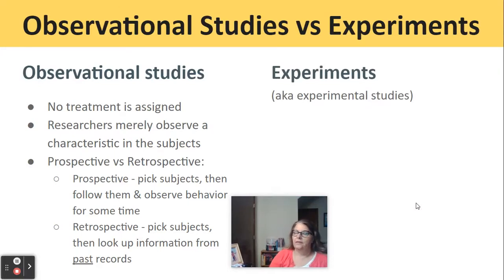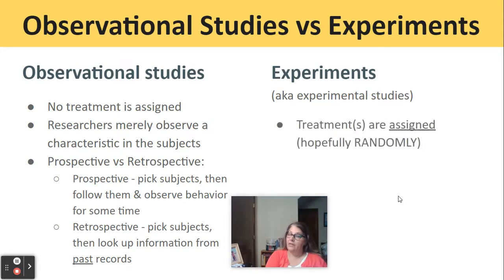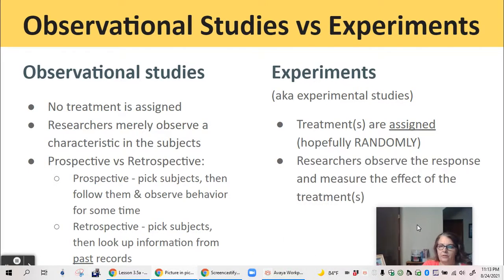In an observational study, we're observing, but in an experiment, also known as an experimental study, there is actually a treatment, and treatments are assigned. You don't choose what treatment you get, you are assigned a treatment, and hopefully this is done randomly. The researchers observe the response and measure the effect of the treatments. So the big difference is that in observational studies there is no treatment assigned, and in an experiment there is a treatment and it is assigned, hopefully randomly.